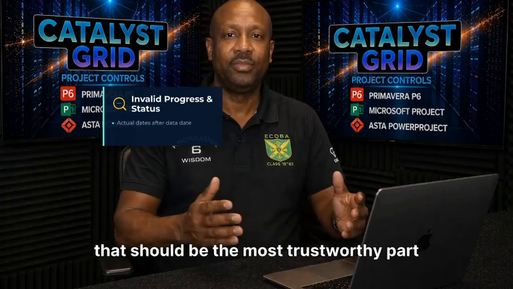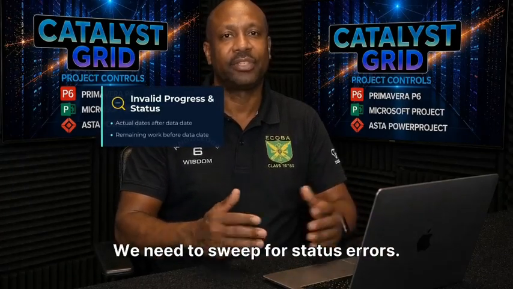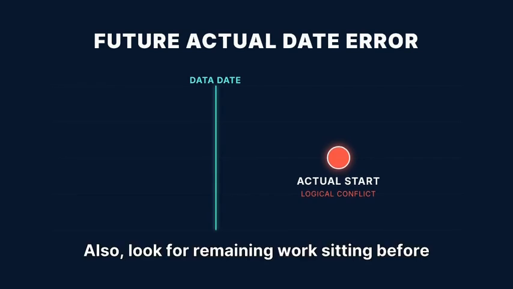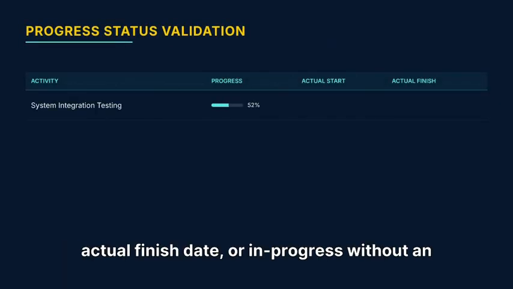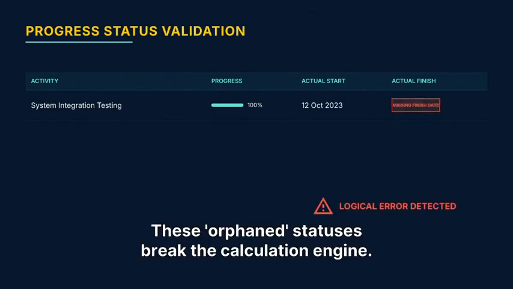Now let's look at actual progress. The data that should be the most trustworthy part of any schedule, but often isn't. We need to sweep for status errors. Check for actual dates recorded after the data date. That shouldn't be possible. Also, look for remaining work sitting before the data date, work the system thinks is already done. Look for activities marked completed without an actual finish date or in progress without an actual start. These orphaned statuses break the calculation engine.